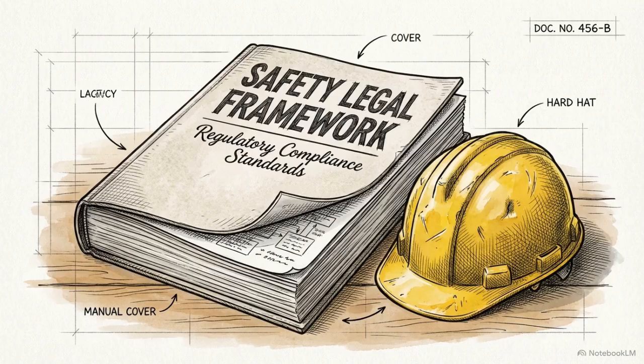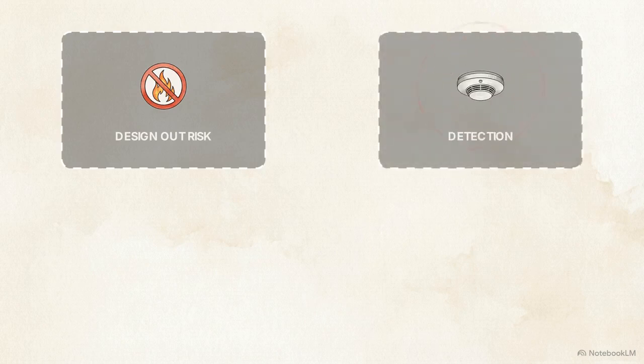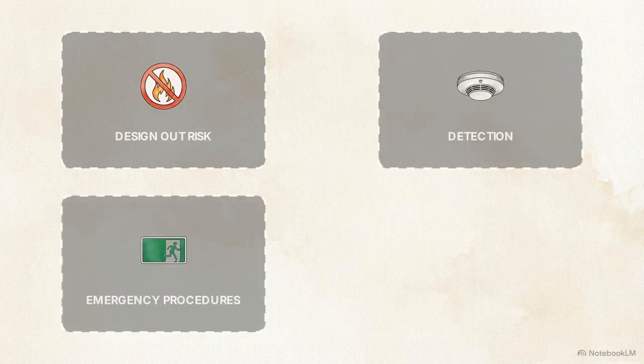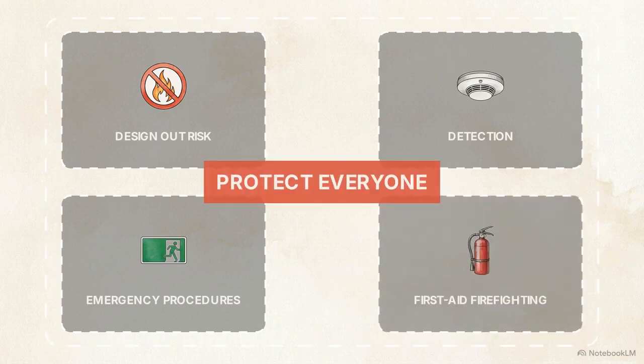In the UK, the overarching legal architecture that enforces this scientific control is the Construction, Design and Management Regulations 2015, or CDM. CDM sets explicit requirements for those designing, planning, and carrying out projects. Sites must proactively design out fire risks, provide detection systems, establish clear emergency procedures, and supply appropriate first aid firefighting equipment to protect everyone, including visitors.